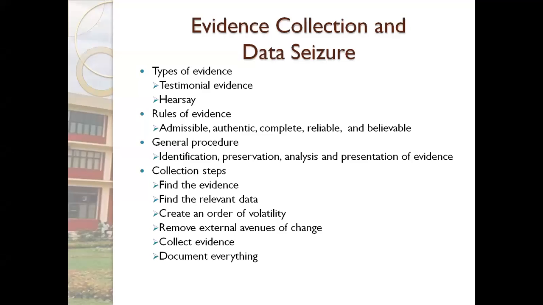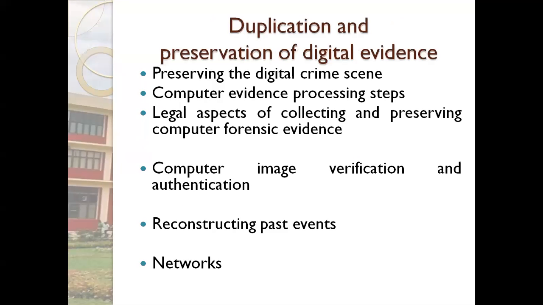So in the computer system, we use the register, cache, routing tables, the ARP cache, the process tables, kernel statistics, main memory, temporary file storage, secondary memory, router configuration, network topologies. So they do vary. So create the order of volatility with reference to which is more volatile. We will have to give it more priority with reference to the evidence collection. So remove the external avenues of change. No further changes during the chain of custody or during the investigation process would be viable, either by system software or any application software. So collect the evidences and document everything.